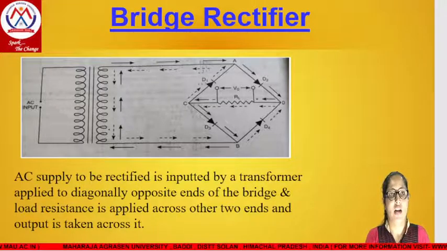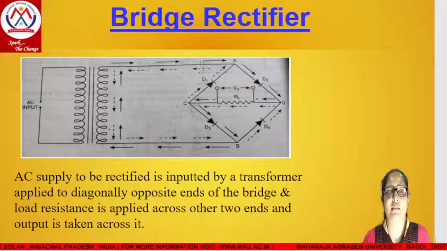This is your transformer where you are getting the input AC. Next, it is connected to this rectifier bridge. You can see there are four diodes, D1, D2, D3 and D4. These diodes are forming a bridge. In one half cycle, two diodes conduct, and in the second half cycle, the other two diodes conduct, and we get a continuous supply which we obtain across this load resistance R.